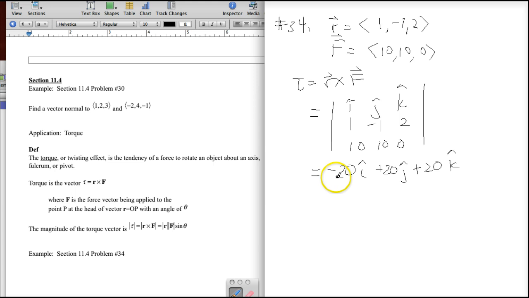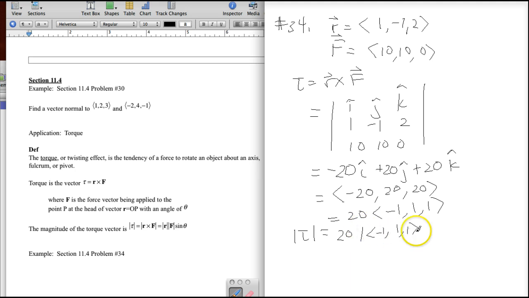So there is the resultant vector, that would be the torque vector, <-20, 20, 20>, right? Again, another way to write this would be 20 times <-1, 1, 1>. And from here you can actually easily see what the magnitude of this vector tau is, right? What the magnitude of the torque is going to be. It would be 20 times the magnitude of this vector <-1, 1, 1>, which is 20 times the square root of 3, right?